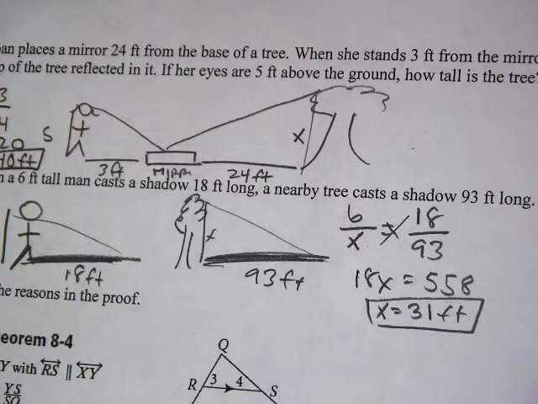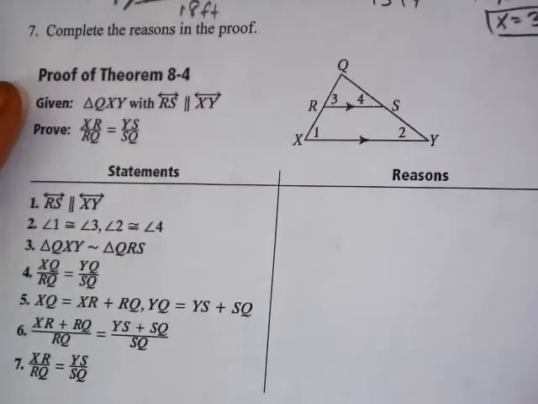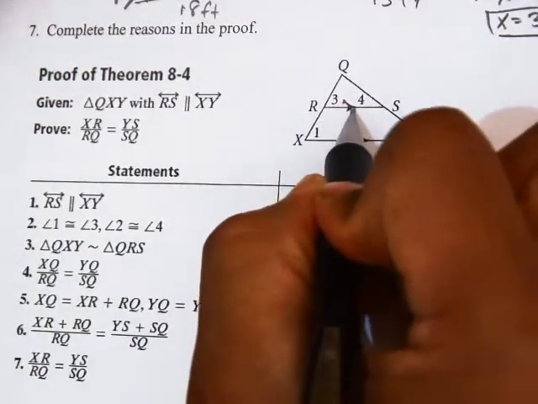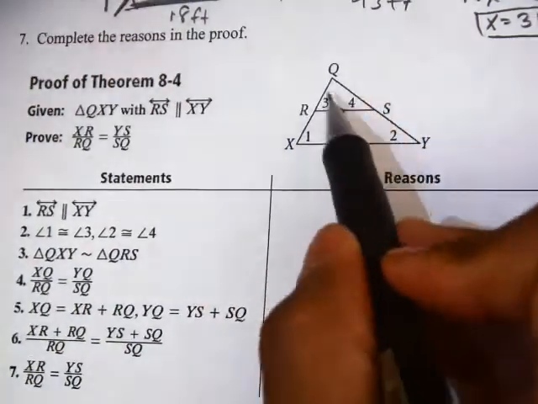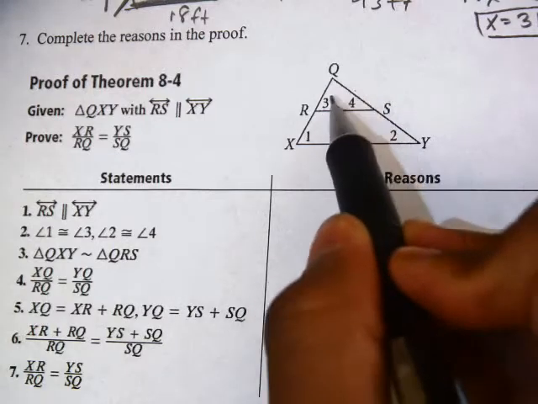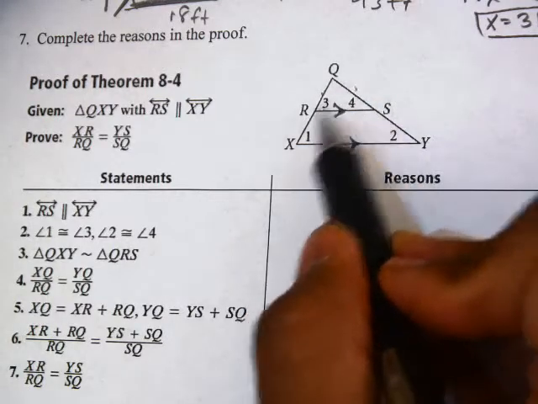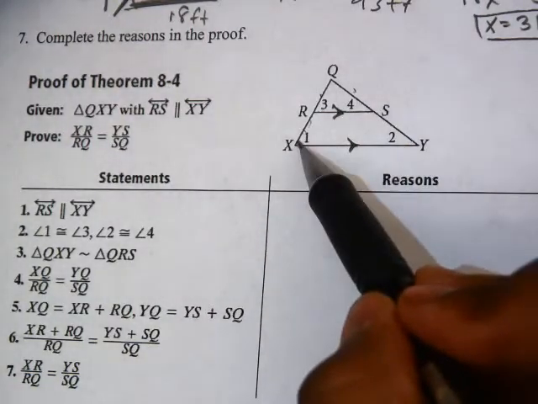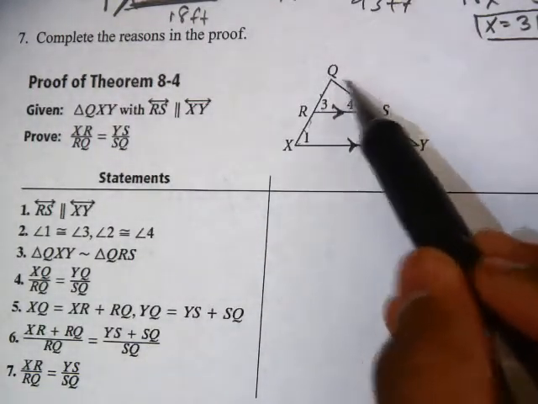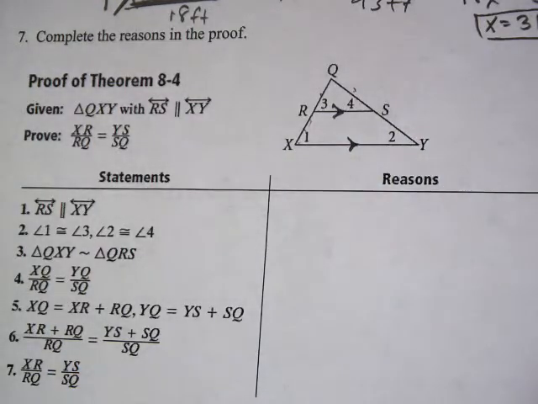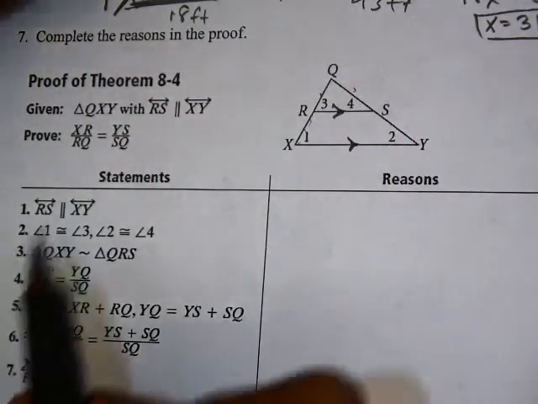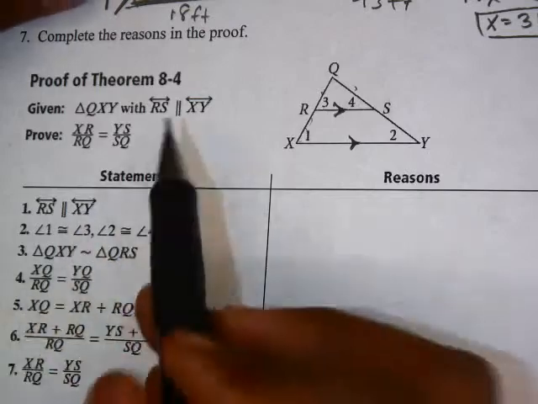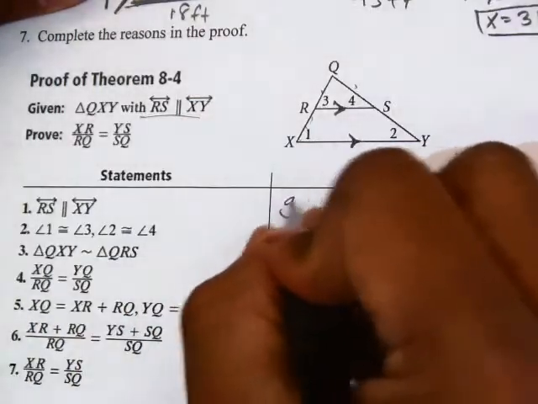Okay. Number 7 is a proof of the side splitter theorem, saying if you're given a triangle and these are parallel, that this part is proportional to this part. Or XR over RQ is proportional to SQ over YS. Or whatever. So the first statement is RS is parallel to XY. That is given to us.